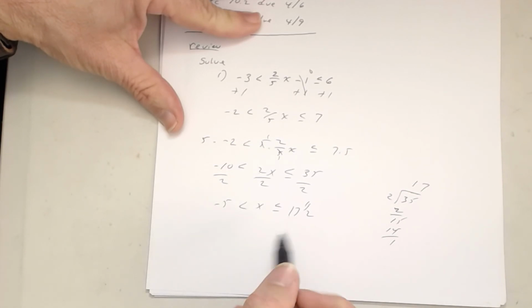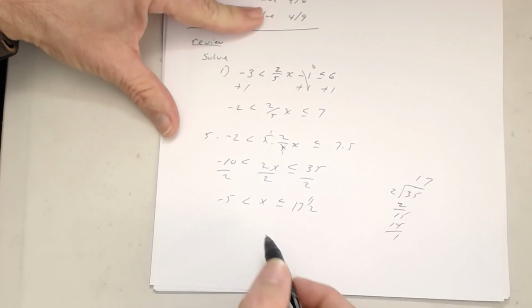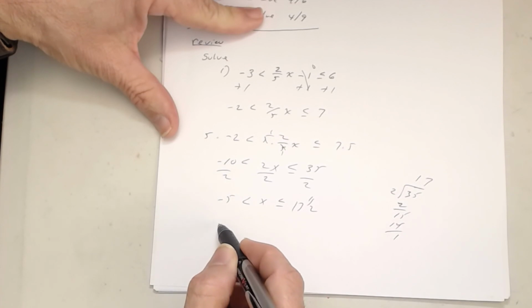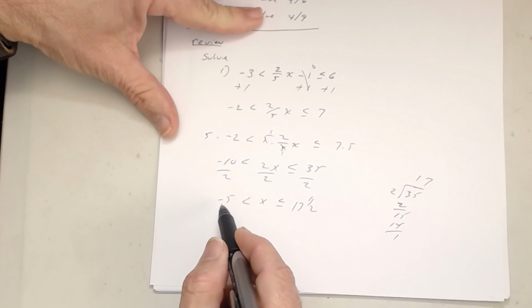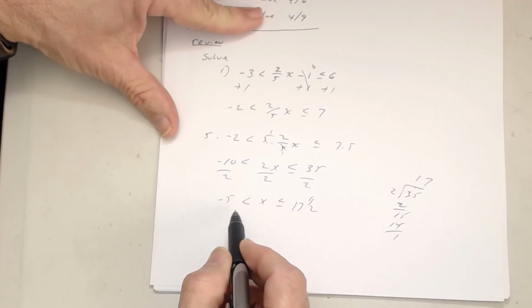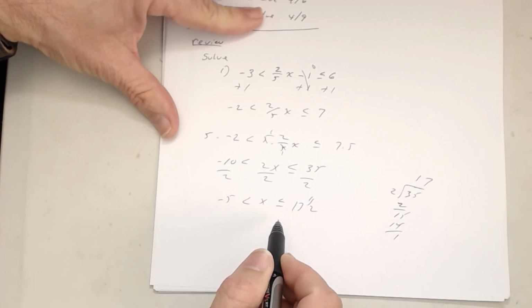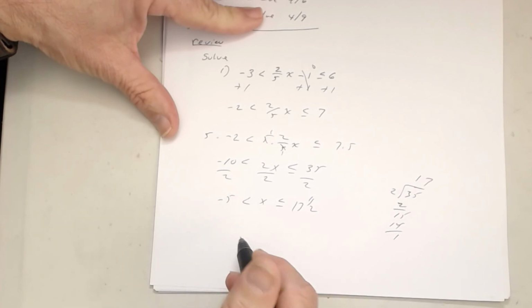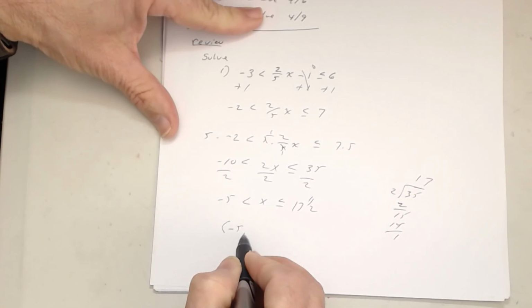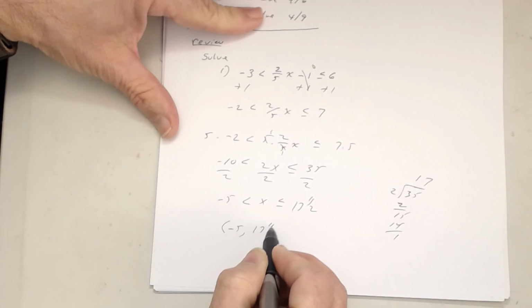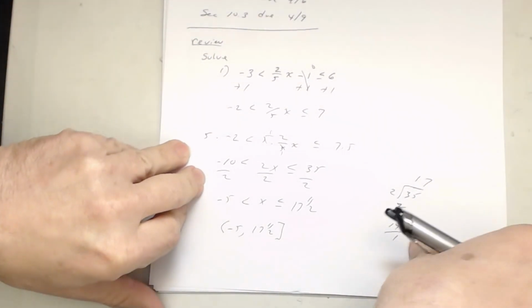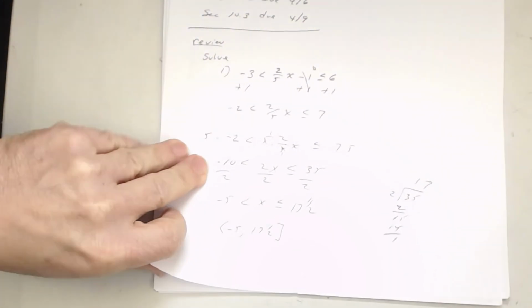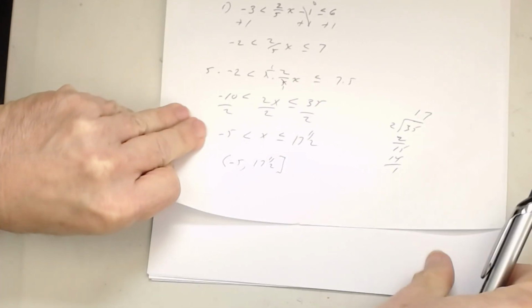Okay. All right. And then in terms of the interval notation, what would the interval notation be? Remember, is negative 5 a solution or not a solution? It's not a solution because there's no equal sign. Is 17.5 a solution or not a solution? It is a solution because there's an equal sign. Parentheses negative 5 to what? 17.5 bracket. Okay. All right. So that's something that I'm going to just slide it up.